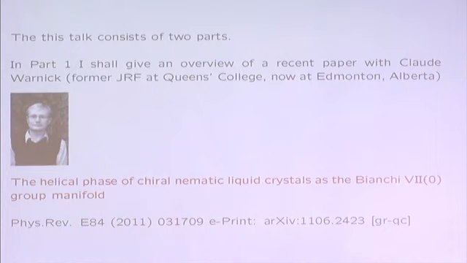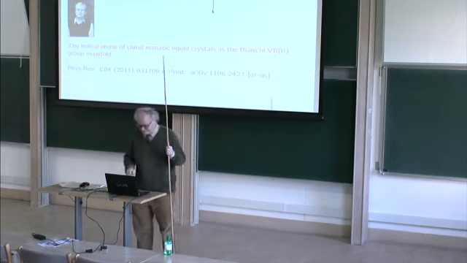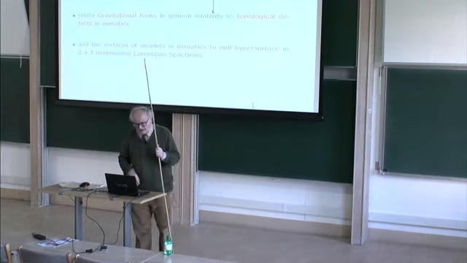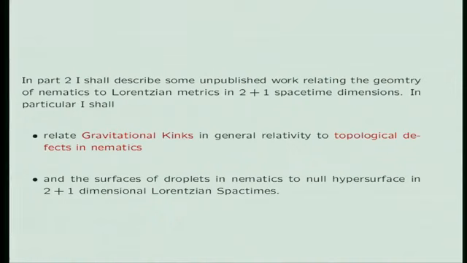So that paper, to my surprise, was accepted by Physical Review E, my only Physical Review E paper. In part two, I'm going to be rather more ambitious and describe largely unpublished work. I've spoken about this at conferences, which relates the geometry of pneumatics to Lorentzian metrics in 2+1 space-time dimensions.